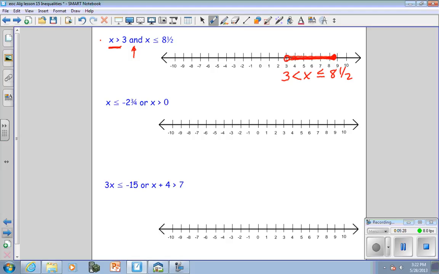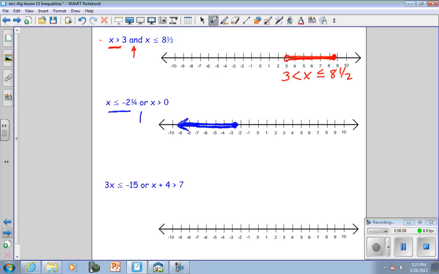So the next one says x is less than or equal to negative 2 3/4, or x is greater than 0. So I'm first going to graph the first part. X is less than or equal to negative 2 3/4. That's going to take a lot of guessing on where it's at, so it's about right there. I just put a big dot about 2/3 or 3/4 of the way between negative 2 and 3. And that's going to be shaded to the left because it has everything that is smaller than that boundary.